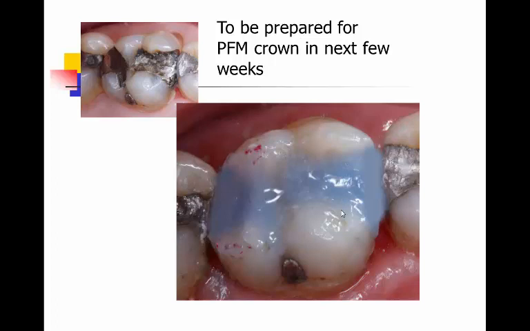Do your crown preparation, rinse and dry, pack your cord, make your impression, then make your temporary. Take you from start to finish in a private practice, probably about 2 hours.